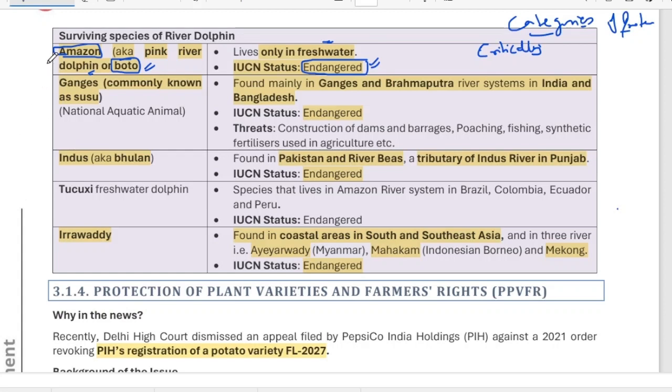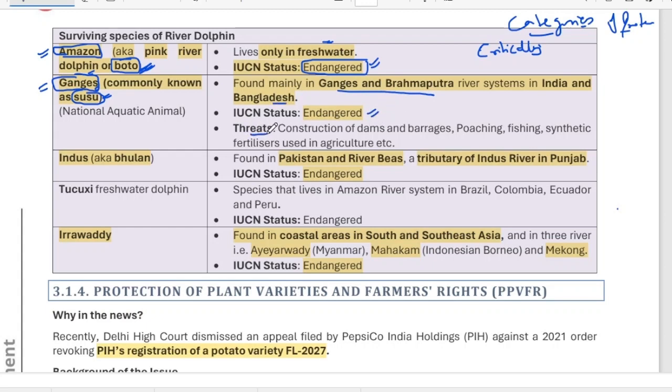Ganges. We have already discussed the Amazon. Now we are discussing the Ganges, Ganga, where the dolphin is commonly known as Shushu. In the Amazon, this dolphin is commonly called Boto, but in the Ganga it is called Shushu. Now, the Ganga and Brahmaputra rivers in India and Bangladesh. It is also categorized as endangered.